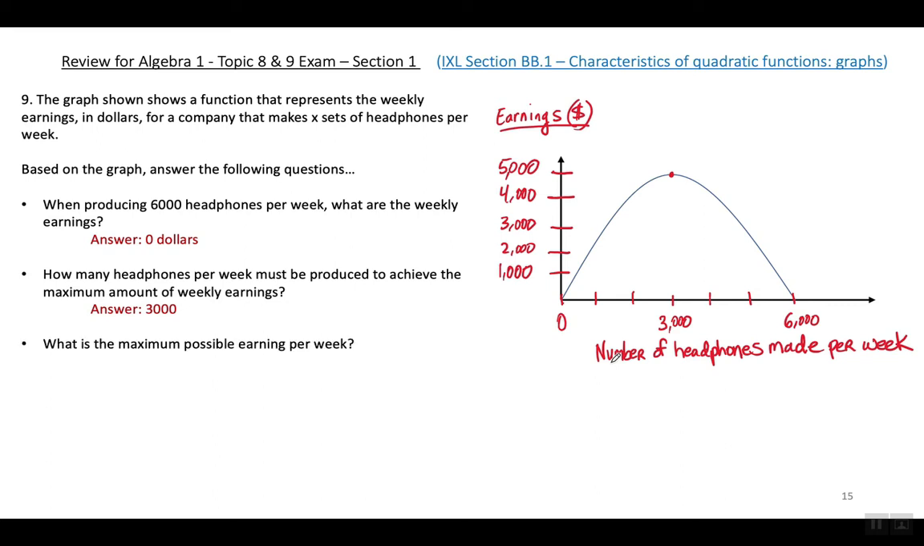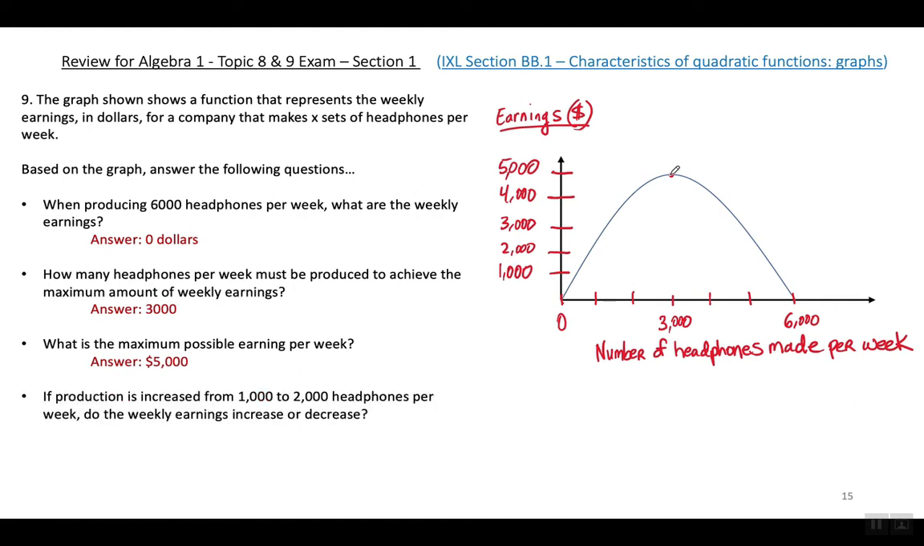Next question. What is the maximum possible earning per week? All right, that would be right here where you're earning $5,000. Pretty simple. And last question, I believe, or no, there's two more questions. Okay, listen, make sure you pay attention.